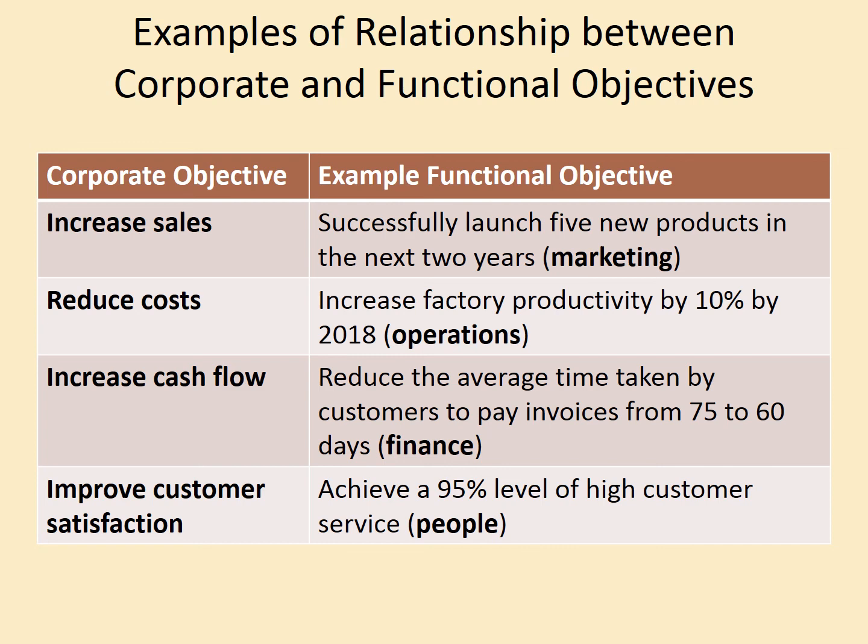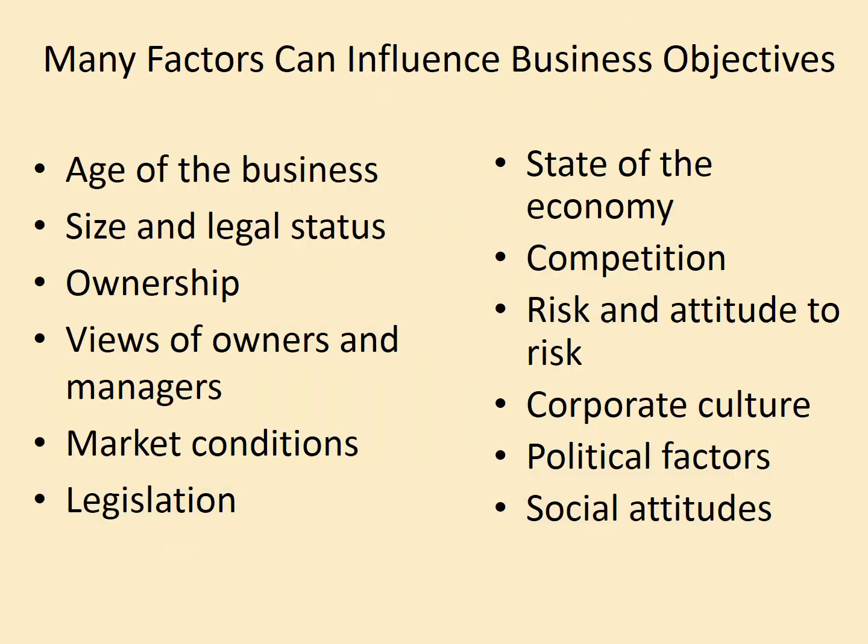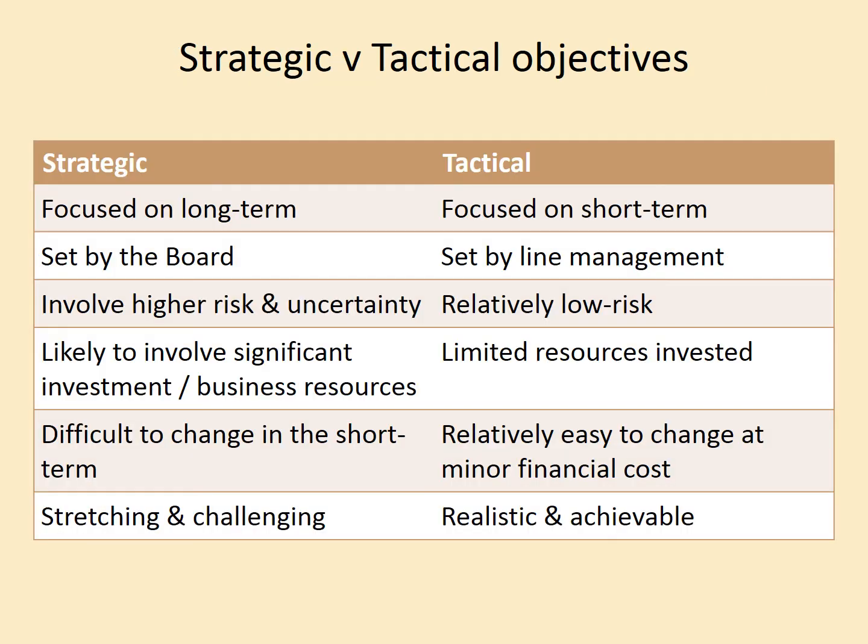So like successfully launch 5 new products, specific, it's measurable, it's achievable, it's relatable, and then in the next 2 years it is time bound. So loads of factors that you can see that would actually affect it. So we've got age of business, size, local status, views of owners and managers, legislation, how they're seen around the world, any political, social attitudes as well. And they will actually define, okay, so what is your actual objective going to lead to?